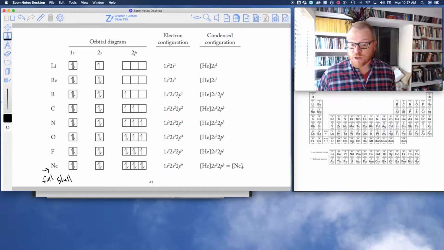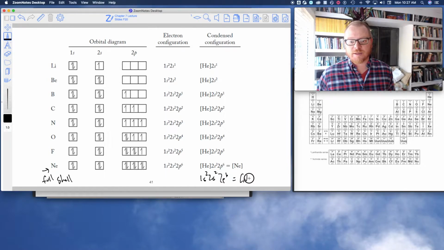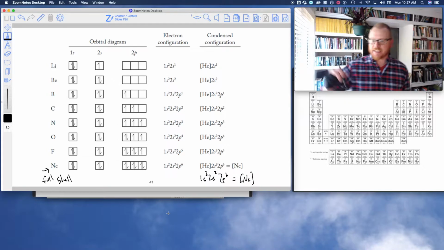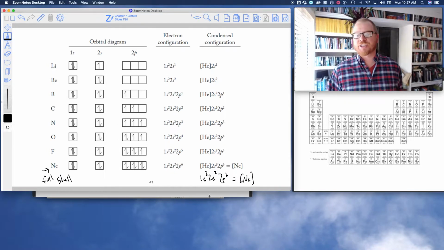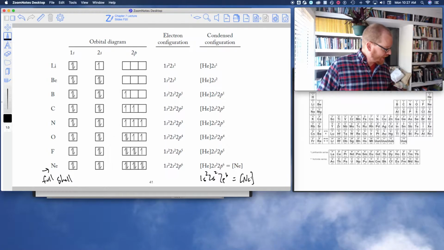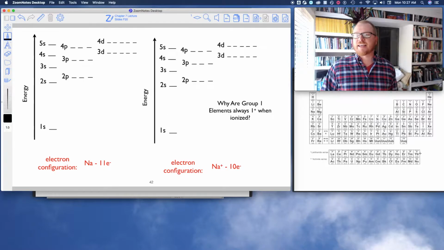And now we can adopt a new nomenclature, right? So I can write 1s2, 2s2, 2p6 as just simply neon. So now once I go past neon, I could keep writing 1s2, 2s2, 2p6, and then keep going. Or I could just abbreviate any 1s2, 2s2, 2p6 as just neon. And that becomes much easier to write. Okay? So now let's keep moving forward.